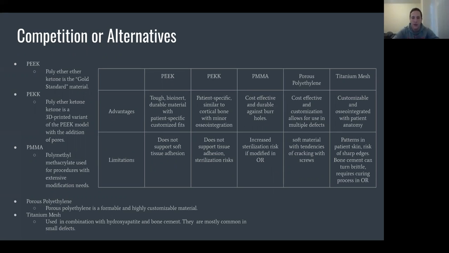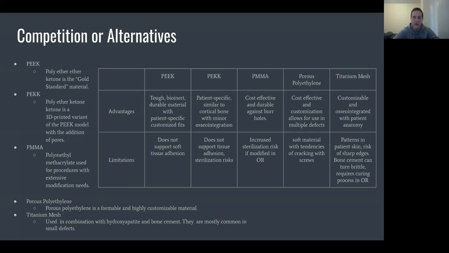Similar to PEEK, PEEK-porous is a 3D printed variant with the addition of pores in the implant, which allow for minor osseointegration. However, it does not support soft tissue adhesion, and the pores have been found to be a sterilization risk. PMMA is a durable material mostly used for extensive customization. It is crack resistant against burr holes, but it traps air bubbles when manufactured, which can lead to infections.